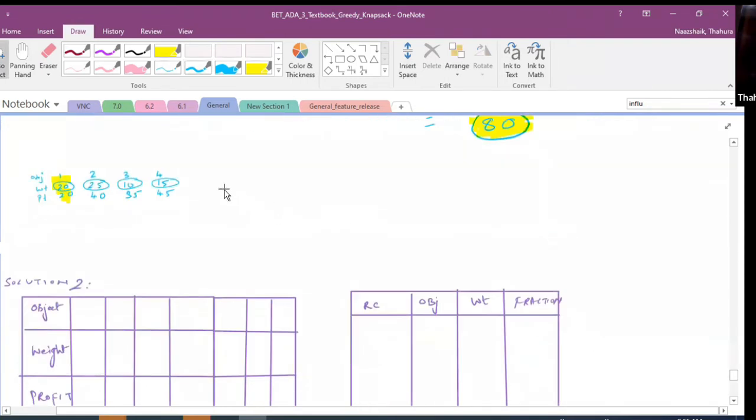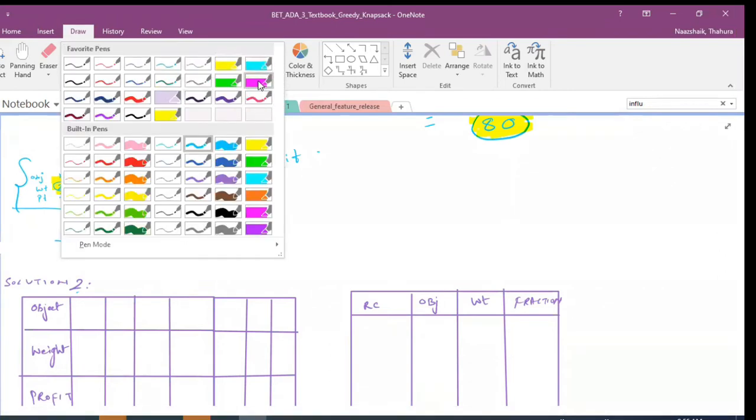Now solution number 2 says you pick the object based on increasing order of the profit. That's your solution number 2. So if you have to arrange this, which one you will take first? We'll take this first, then take this second, then this third, then this fourth. Anybody, any doubts up till here? No, ma'am. No doubt. Okay, good.